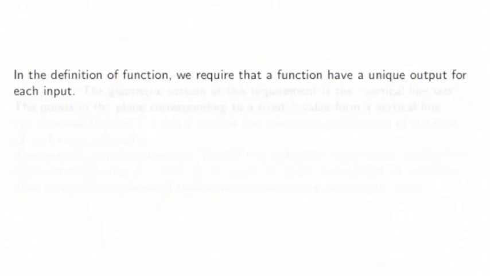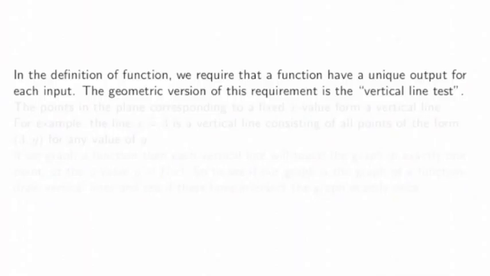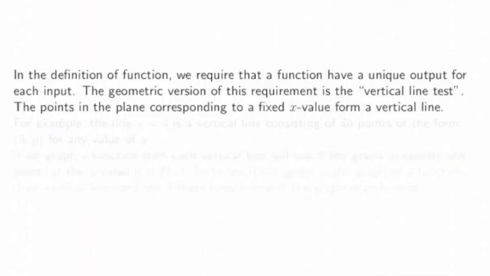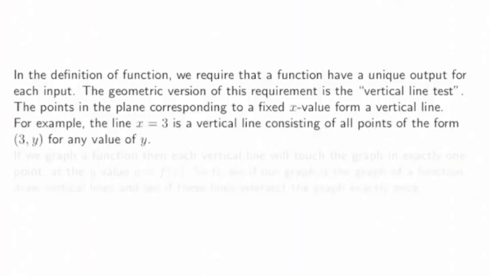In the definition of function, we require that a function have a unique output for each input. The geometric version of this requirement is called the vertical line test. The points in the plane corresponding to a fixed x value form a vertical line. For example, the line x equals 3 is simply a vertical line consisting of all points of the form 3, comma y for any value of y.